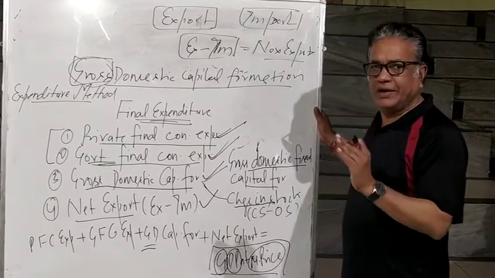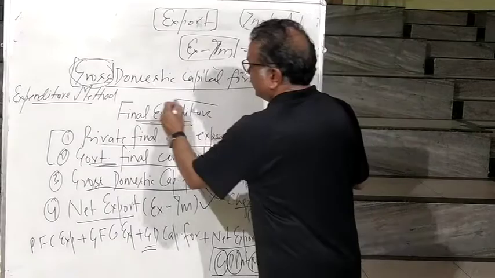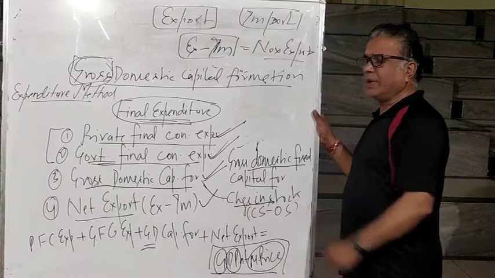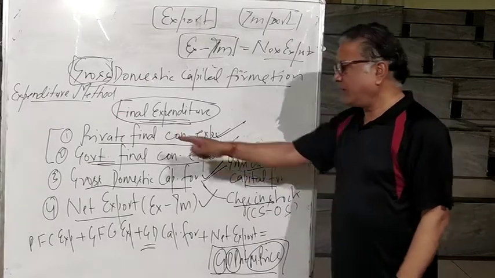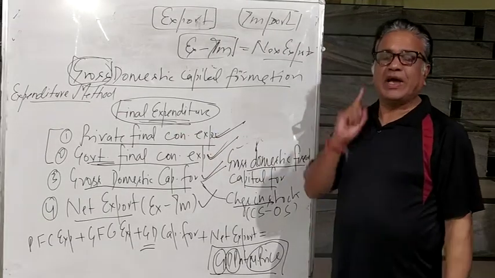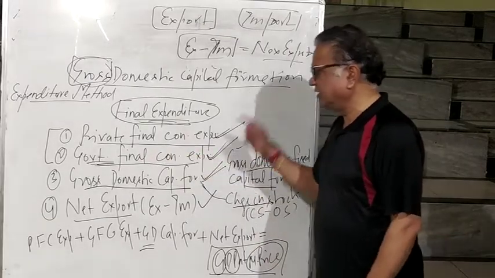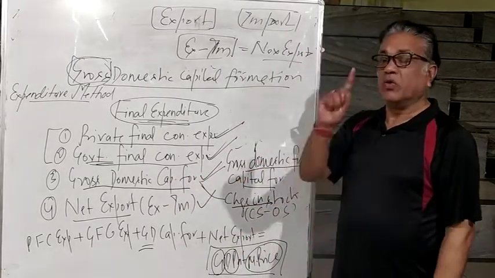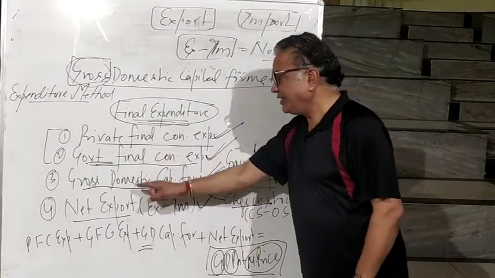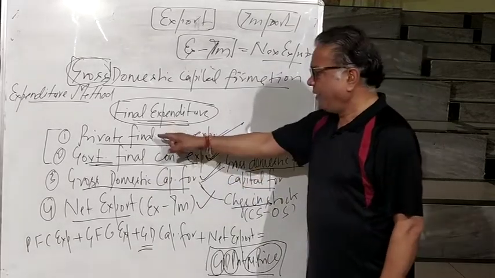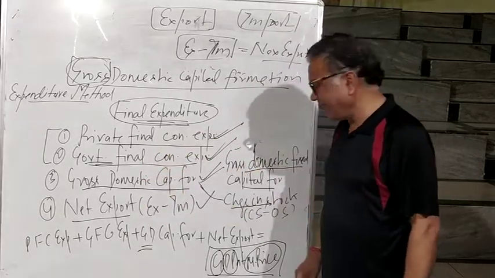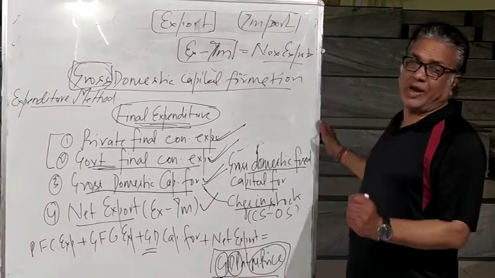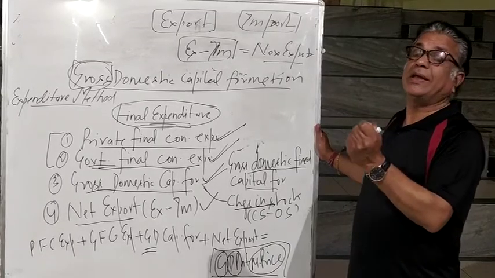So once again, I am summarizing it. If you have to calculate any of the aggregates through the expenditure method, first what will you calculate? First, which item will you trace out? Private final consumption expenditure. Then which item will you look for in the numerical? Government final consumption expenditure. Third, which item? Gross domestic capital formation. Fourth item, net export. And once you get these items in the numerical, what will you do? 1 plus 2 plus 3 plus 4. What will you get? Gross domestic product at market price. And from gross domestic product at market price, you can calculate any other aggregate.